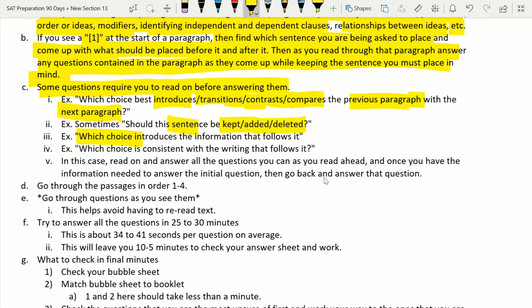Next thing, another one would be something that says which choice introduces the information that follows it, right? You need to know the information that follows it, so you're going to have to read on. Next one, which choice is consistent with the writing that follows it? Once again, writing that follows it indicates you need to read on a little bit more before you can answer that question.